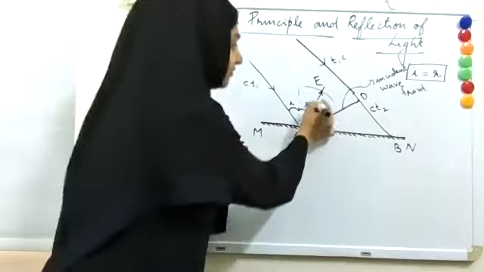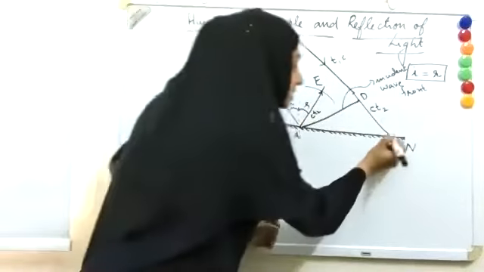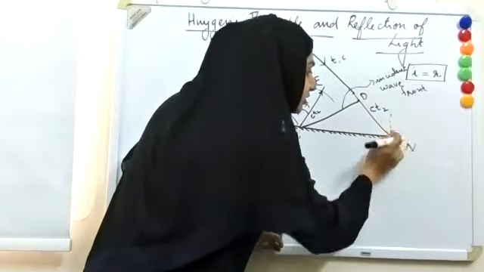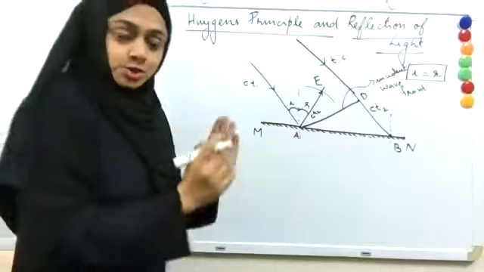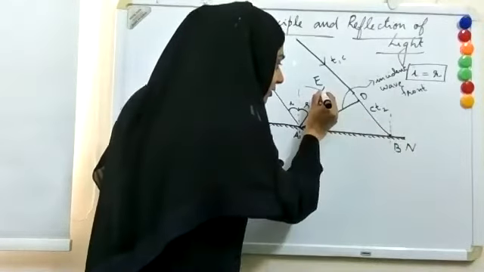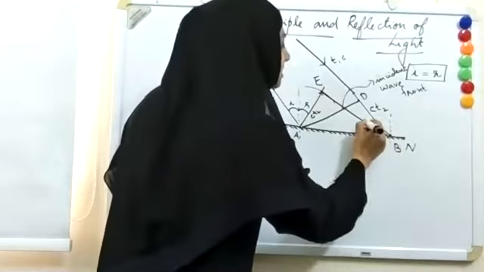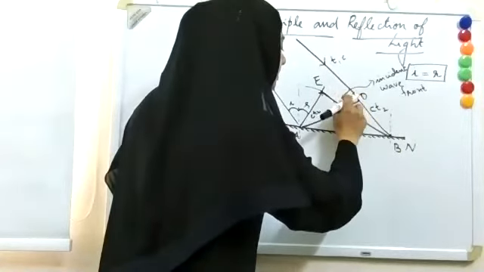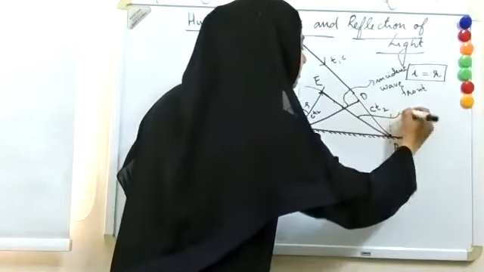Now, this is the reflected ray, right? At this point, reflection will start here. So I can consider a perpendicular drawn from here to here as the reflected wavefront. This is the incident wavefront, and this will be the reflected wavefront.